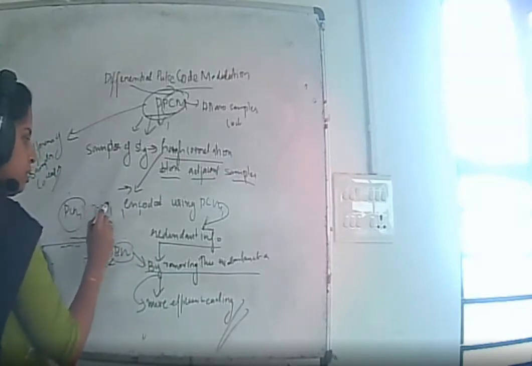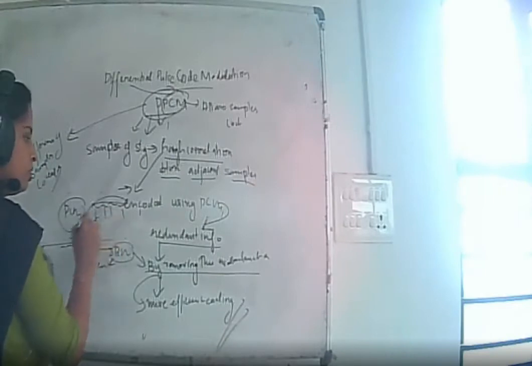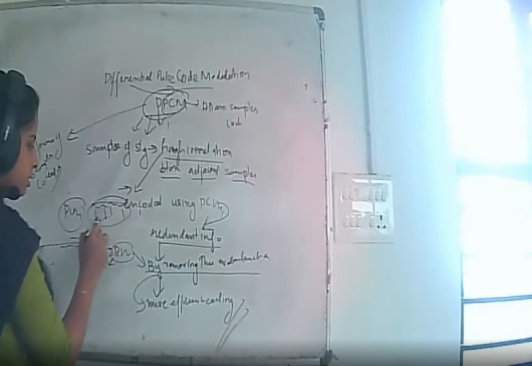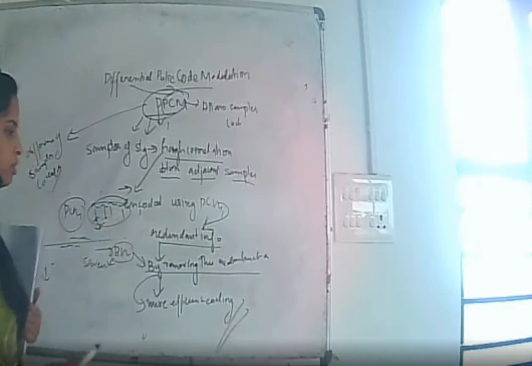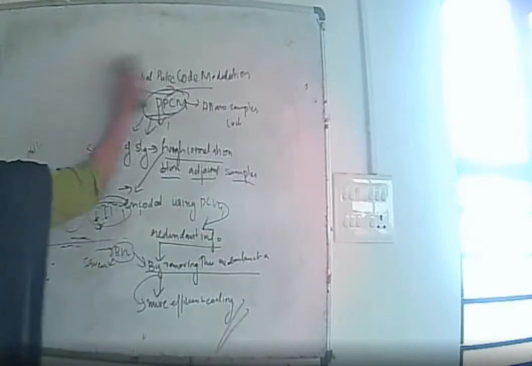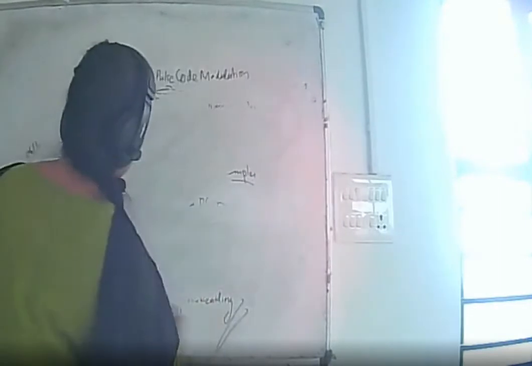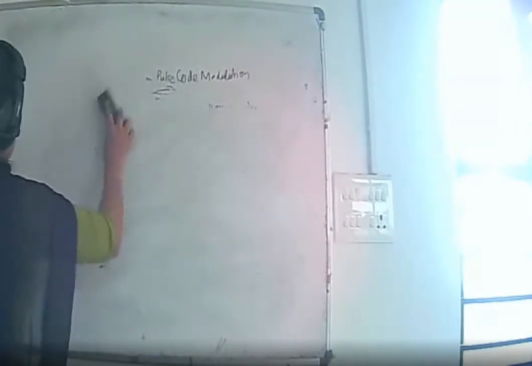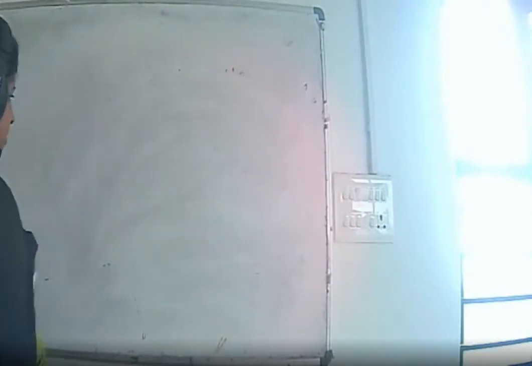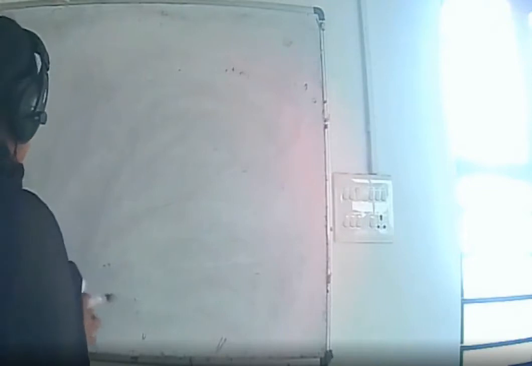So instead of coding all these samples, the difference between two adjacent samples gets coded so that it can save bandwidth. In pulse code modulation all samples get coded, and in DPCM only the difference between the samples gets coded.